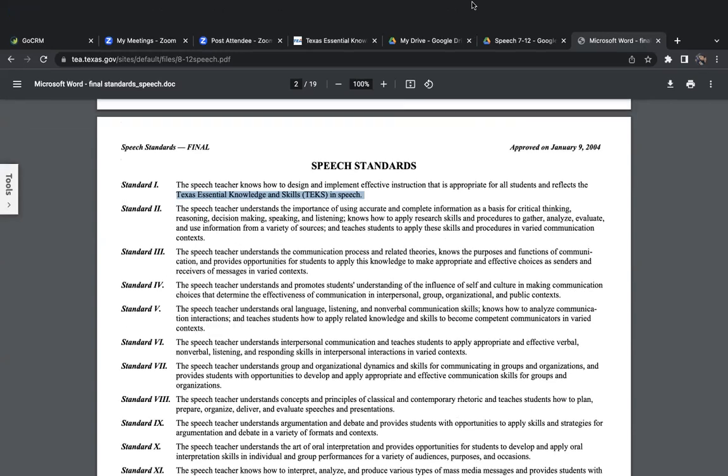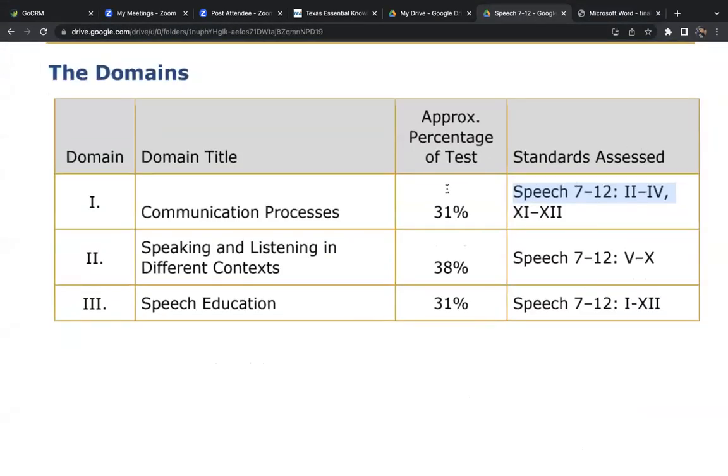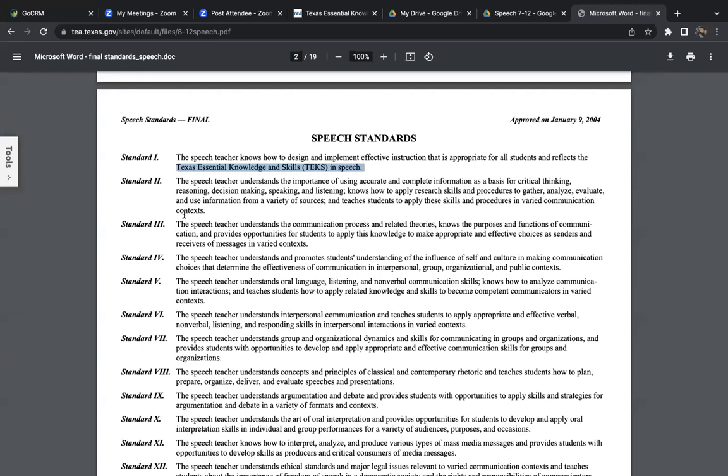So we looked at domain 1, and it is 2 through 4, and then it is 11 and 12. Standards 2 through 4, and 11 and 12. That's domain 1.